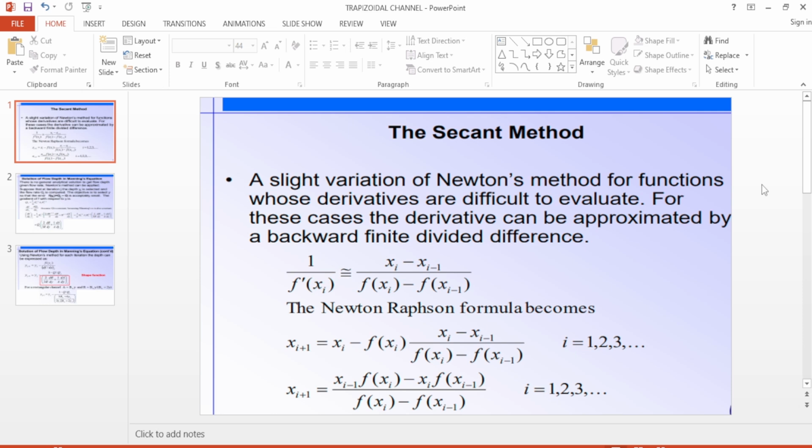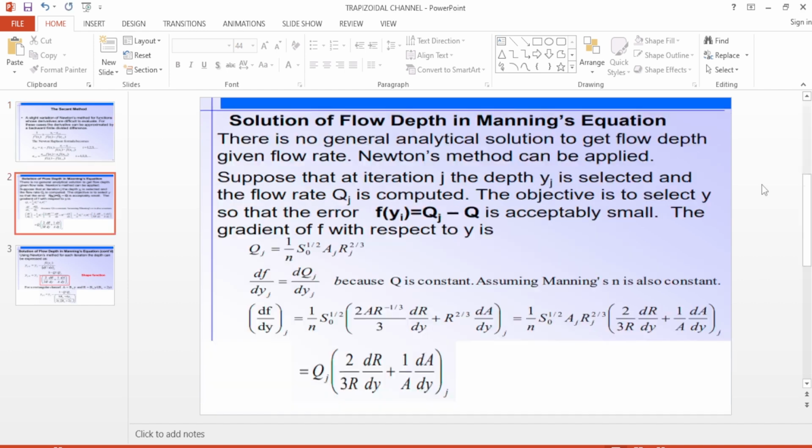How to estimate the depth of a trapezoidal channel using the secant method. You have to know this important concept in order to estimate the depth of a trapezoidal channel. This is the formula of Newton-Raphson. So you have to consider these important issues.